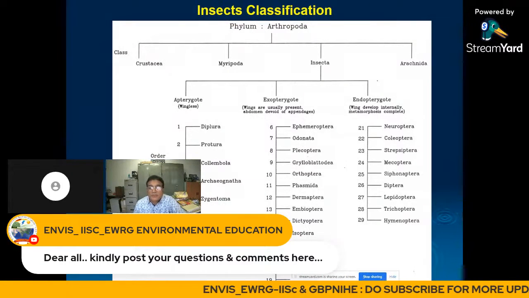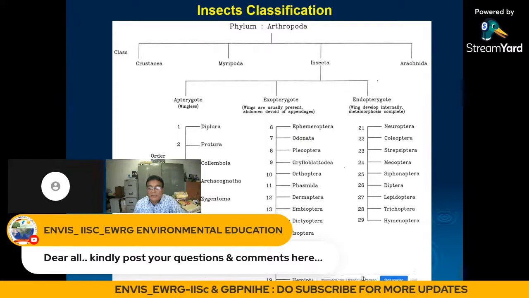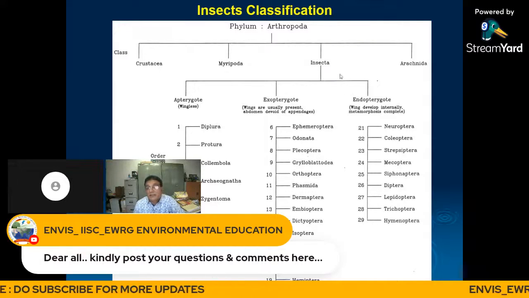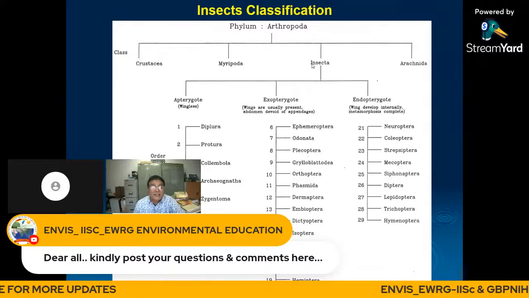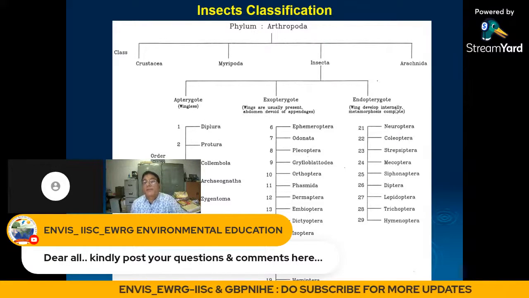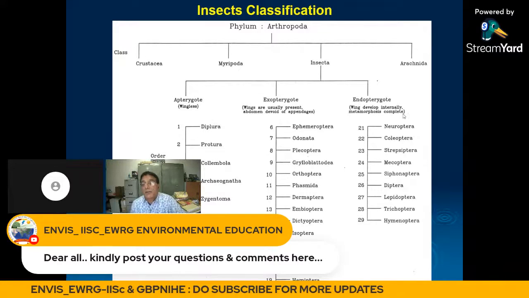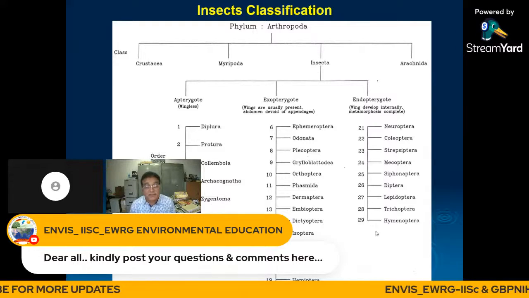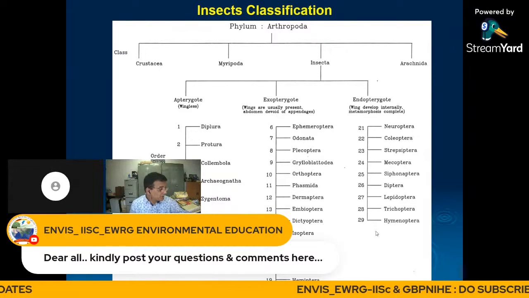Biology students know about it. They know how the classification goes. The phylum Arthropoda is divided into 4 classes. One class is Insecta, and class Insecta is divided into 3 subclasses: wingless insects, insects with partially developed wings, and insects with fully developed wings and complete metamorphosis. These 3 subclasses are again divided into 29 to 30 different orders. Orders means groups of insects.